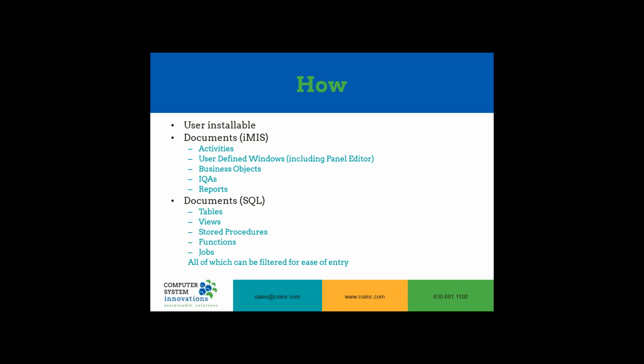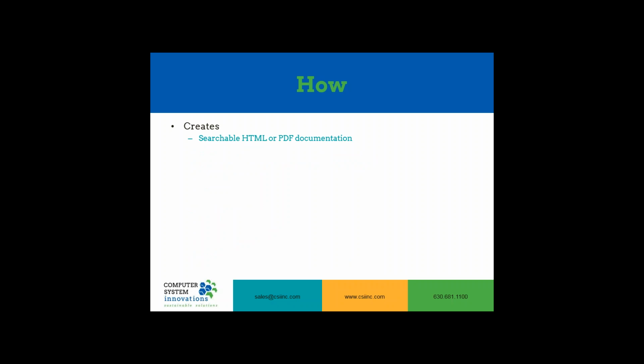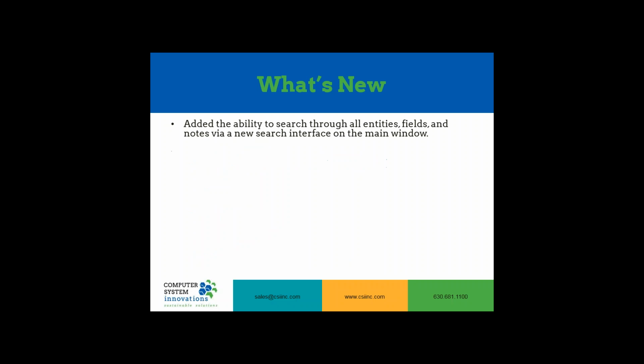And then we need to filter all these, right? So if you don't want to see every table in iMIS, you don't want to see every view, you can filter those. In the end, you got to be able to create some documentation, and with iDocument, you can create HTML or PDF documentation, and then you can store that wherever you might want to, on your wiki, on your intranet, on a server, whatever. It can even be on the iMIS homepage.